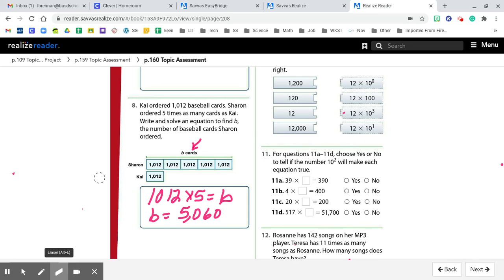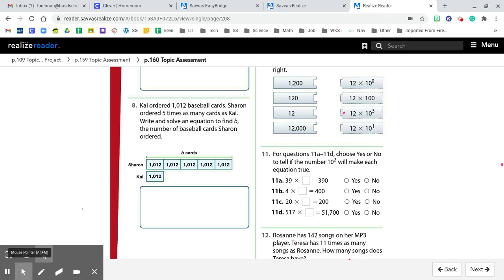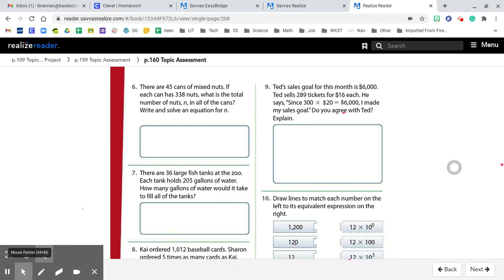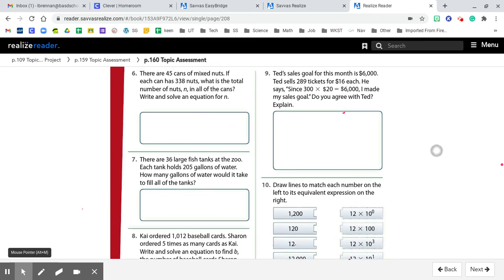And we have a great illustration there of a way you can show the problem. I like that. Using a model. All right, number 9 and 10.